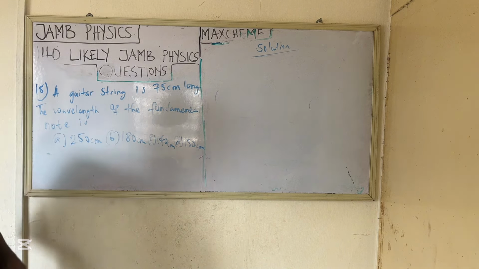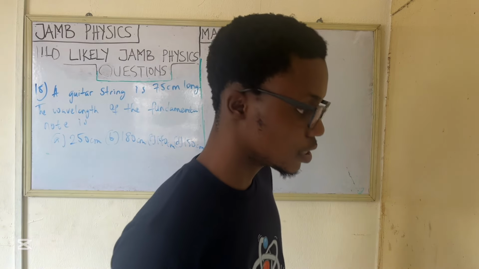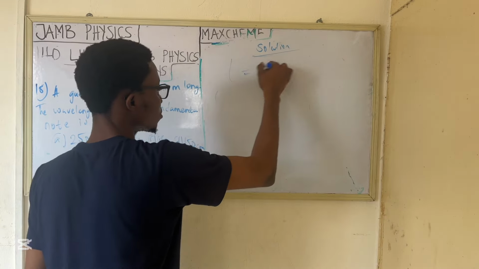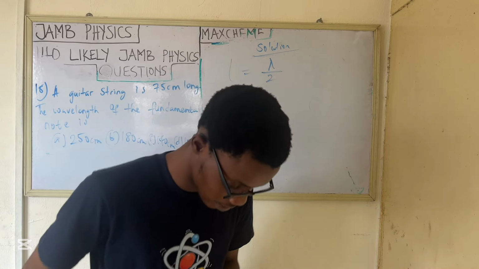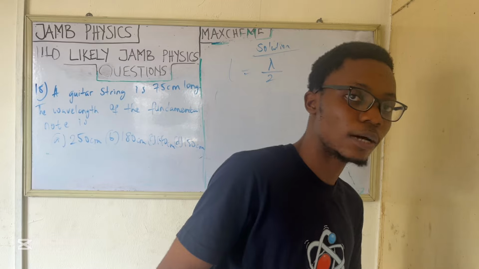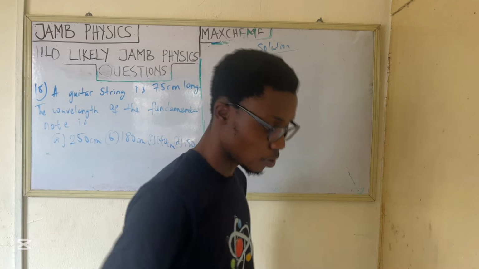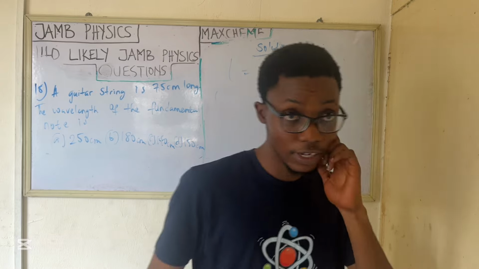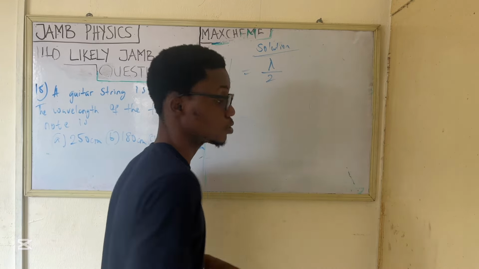Now look at this. For fundamental notes under vibrating strings, it is L is equals to lambda, that is wavelength, divided by 2. Under strings, it is lambda divided by 2. But when it comes to air column, it is lambda divided by 4. That is the fundamental note.